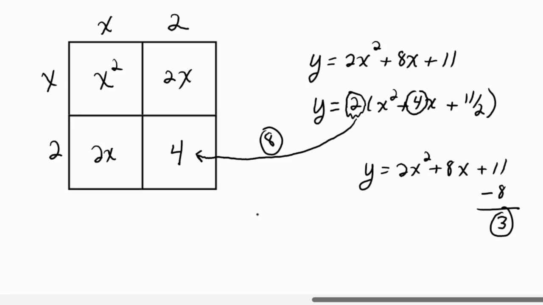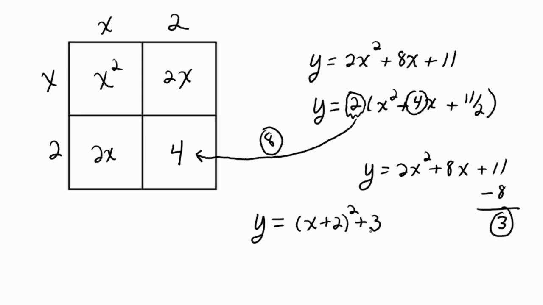Now we just put it back into perfect square form. So we would get y equals 2 times x plus 2, the quantity squared, and then we have our plus 3. Okay? All right, so I hope that was helpful with teaching you how to complete the square using a different, more visual method.